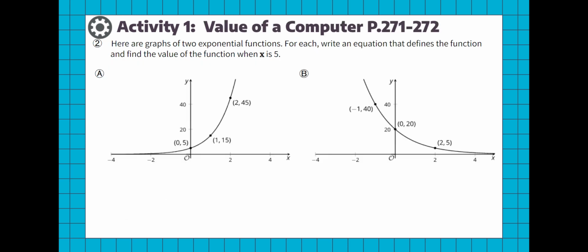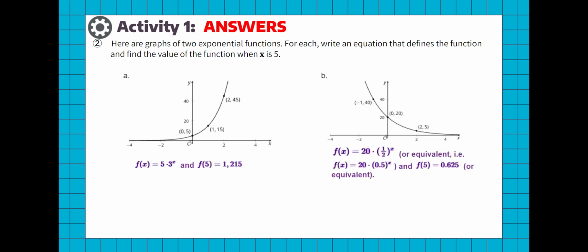Okay, for the second part of activity 1, you're looking at these 2 graphs and you're trying to write the equation for each one of those and find the value of the function when x is 5. So you can go ahead and pause the video, do that for yourself, and then once you've completed that, push play to see the answer to this. Okay, so here are the answers to those 2 problems from activity 1. Take some time to read over them, compare to what you have, and make changes as needed.